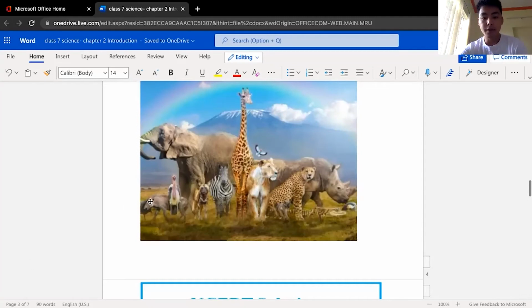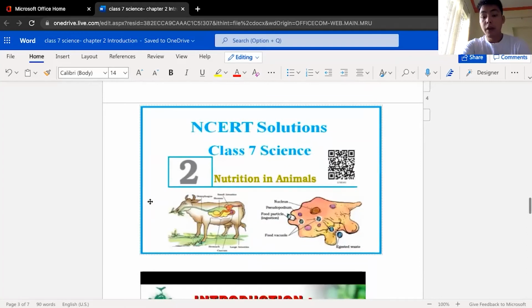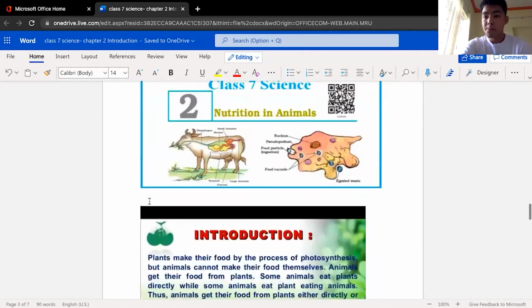All right, this is better now. Okay, so chapter two, the name of the chapter is nutrition in animals. So this is an example of a cow. And as you can see, I'm not sure this will be in your textbook, but this is an old one.